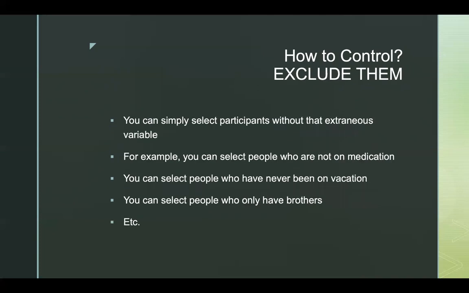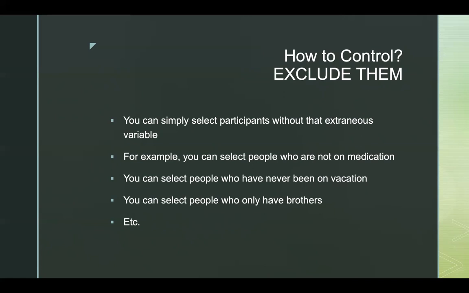You can also just exclude them. And you do this in your exclusionary criteria. You could say, I'm not going to accept anybody with any thyroid disorders, like we said. Or you could say, I'm only going to look at men who've served in the Army. Or I'm only going to look at people who've never been on vacation, etc. So that you can exclude those variables. That's one other way to control.